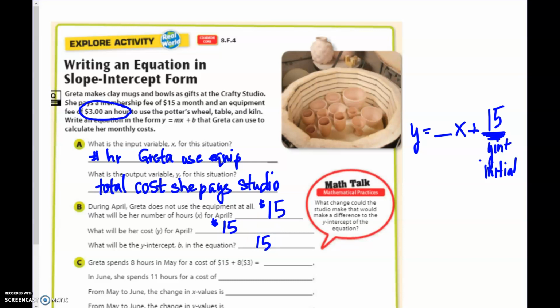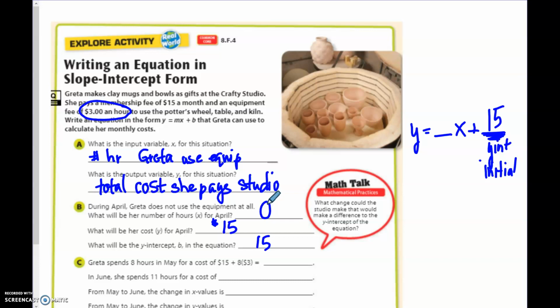Oh, I'm sorry, I wrote in a number wrong here. So what will her number of hours be? Her number of hours using the equipment would be 0. Her cost for April would be 15, and then her y-intercept is 15. All right, so that's April.